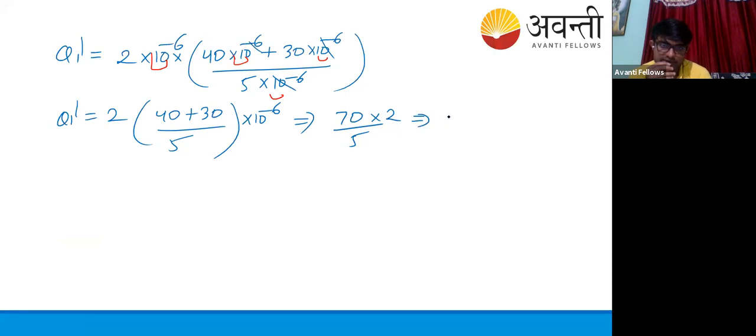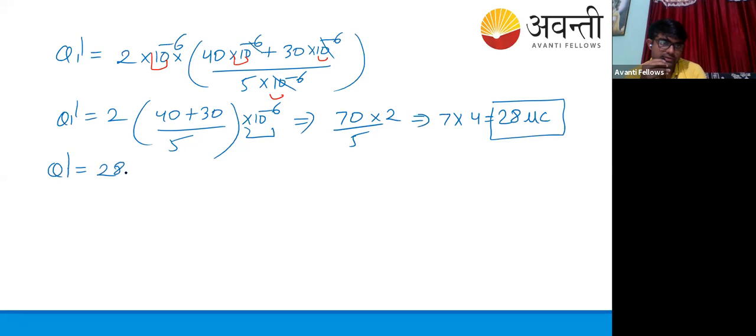So this will come out to be 28. Since one 10 to the minus 6 factor is remaining, it's 28 microcoulomb charge. So this will be 28 microcoulomb. So Q1 dash will come out to be 28 microcoulomb charge.